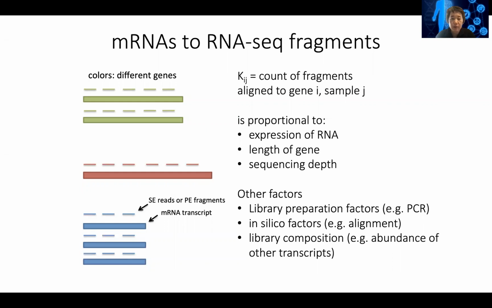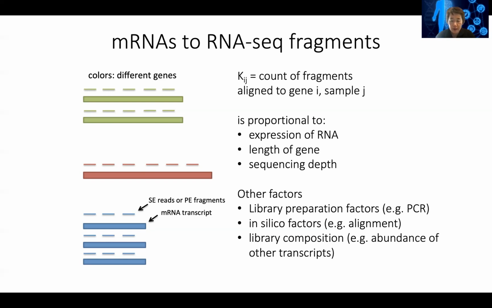This is quite different with RNA-seq reads, where from the previous sections, you can see that if we use this Kij value to measure the read count or the fragment counts that's aligned to gene i in sample j, we know that this value is proportional to the expression level of this particular gene, to the length of a gene, to the sequencing depth, which is the library size. There are other factors that are influencing this value.